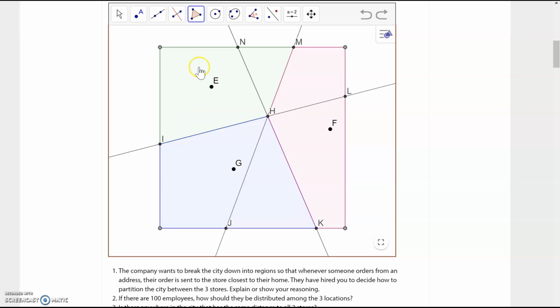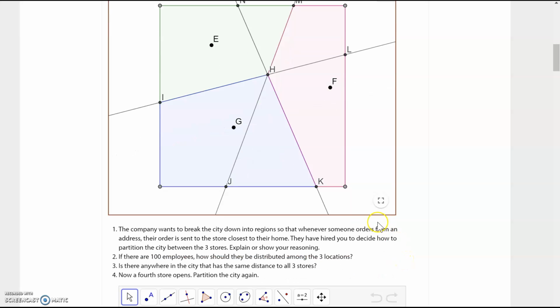We divided these areas up. Okay. So we just partitioned the city between the 3 stores. For the explanation, I know that this divides it up evenly because I used the perpendicular bisectors, and everything that's closer to the point of interest on the side of the perpendicular bisector is going to be closest to that store. Now the question is, if there are 100 employees, how can they be distributed among the 3 locations?